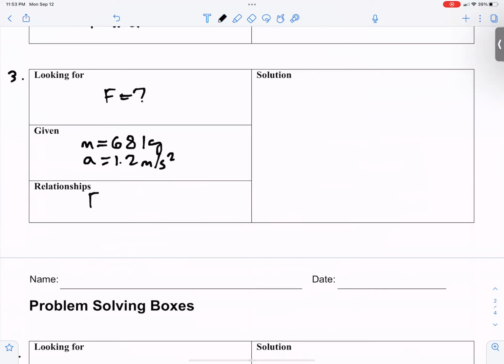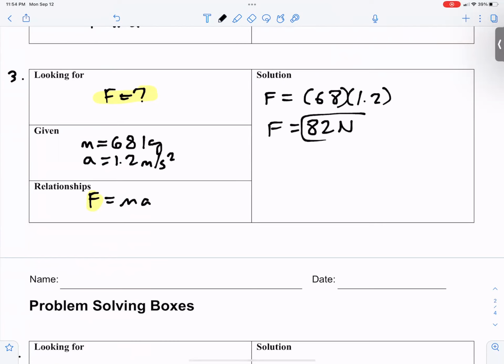And again, the equation we're working with is net force equals MA. But you guys will notice that if I'm solving for force, force is already isolated. So I can just plug right into that equation. We're going to go 68 times 1.2. 68 times 1.2 is 81.6 or 82. We can round it up to 82 newtons.